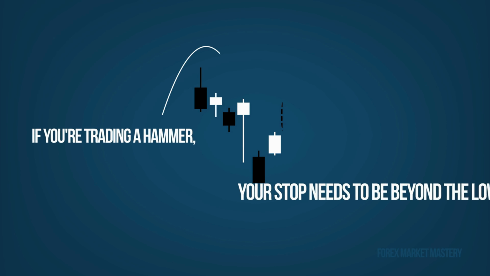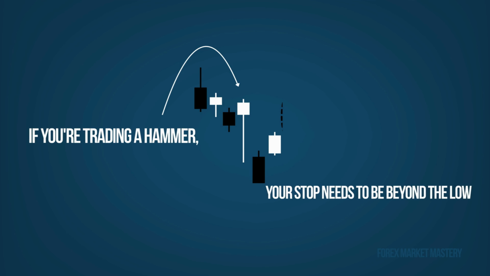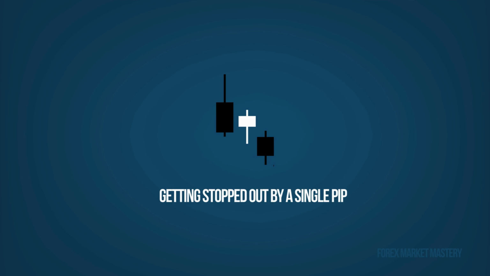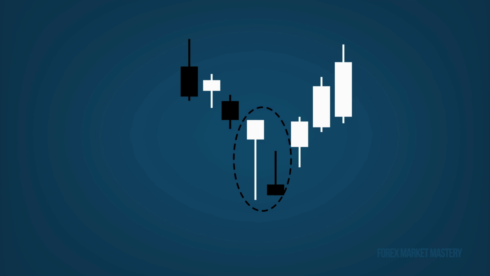Mistake 3, using stop losses that are too tight. If you're trading a hammer, your stop needs to be beyond the low with some buffer. Getting stopped out by a single pip and then watching your trade go profitable is heartbreaking and avoidable.